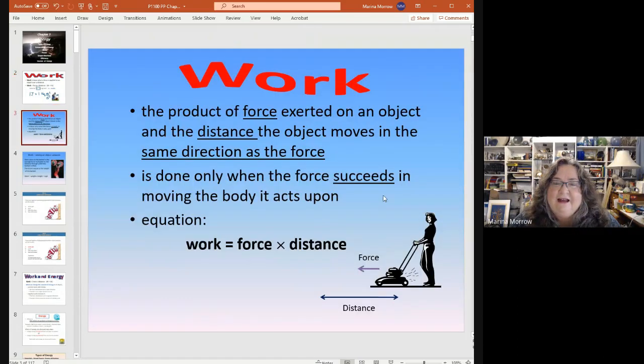Okay, let's look a little deeper into this. So the work is the product of the force exerted on an object and the distance the object moves. Now, one of the things is that the force and the motion of the object have to be in the same direction. So it doesn't count if the object moves perpendicular to the force. That force did not create the motion of the object. You have to create work with a force that succeeds in moving the object.